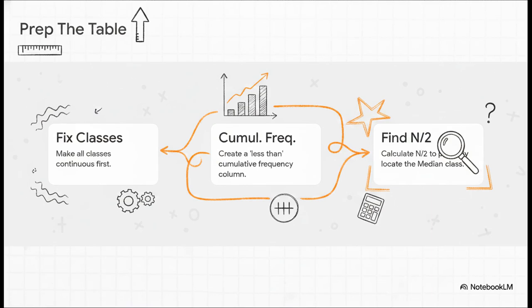To ensure you never get confused, here is our clear, reliable 3-step recipe. Step 1. Always check and make your classes continuous. Step 2. Create a less than cumulative frequency column by keeping a running total of your frequencies. And Step 3. Find n divided by 2, where n is your total frequency. This magical number helps you precisely locate the median class. We absolutely must set up our table exactly this way before we even attempt to touch the main mathematical formula.